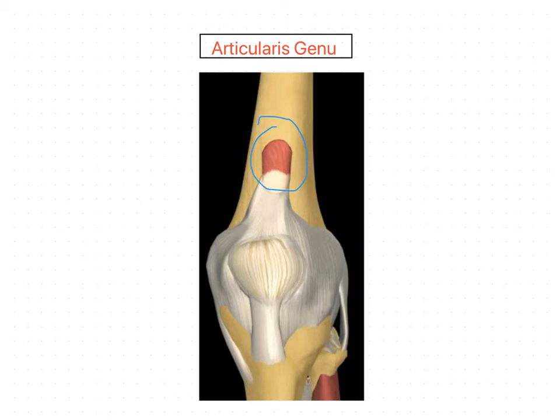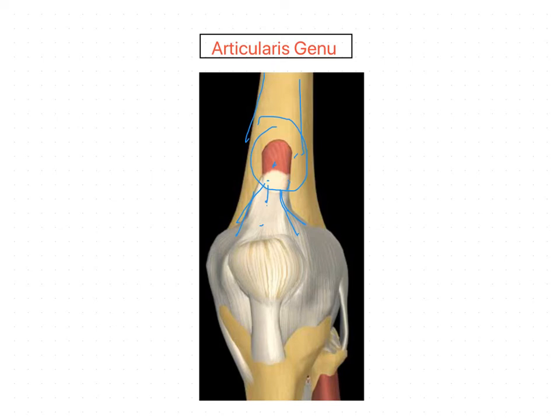It is originating from the anterior surface of the femur. This is a very small muscle, and it is inserted into the suprapatellar bursa or the synovial membrane of the knee joint. This muscle is also supplied by the femoral nerve.